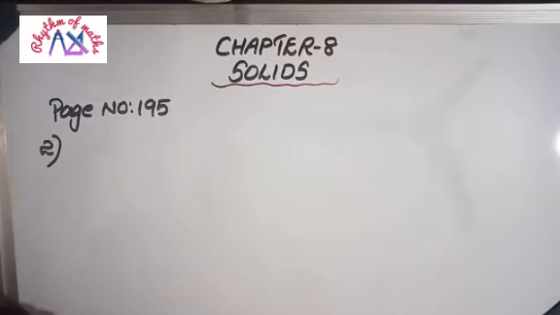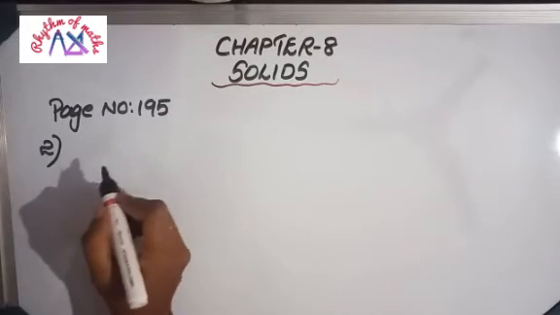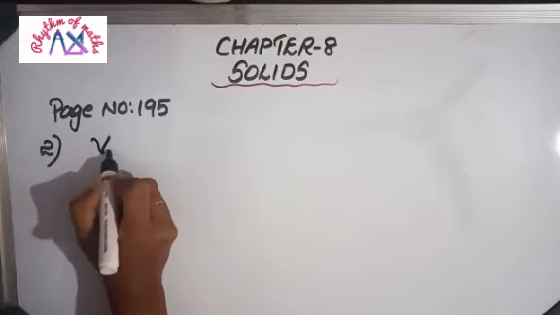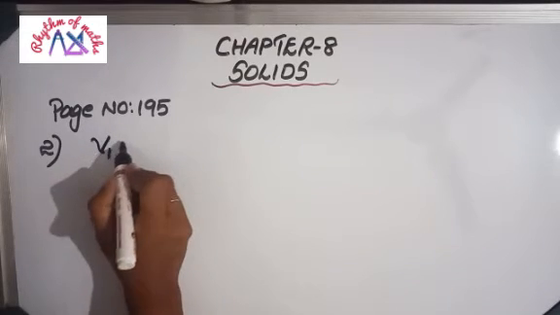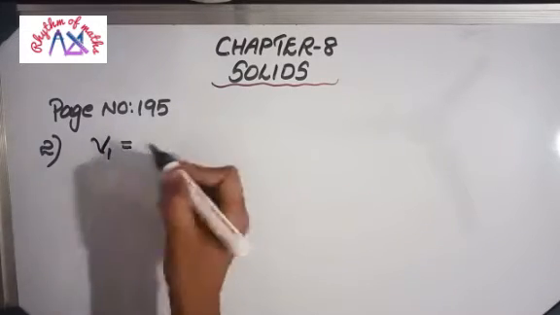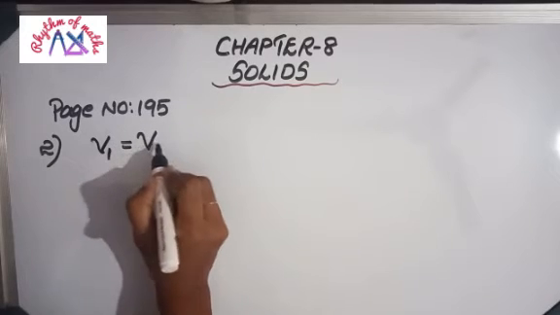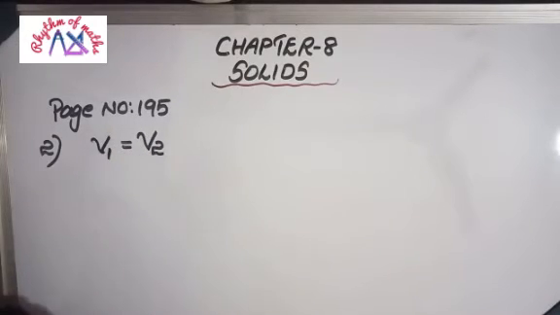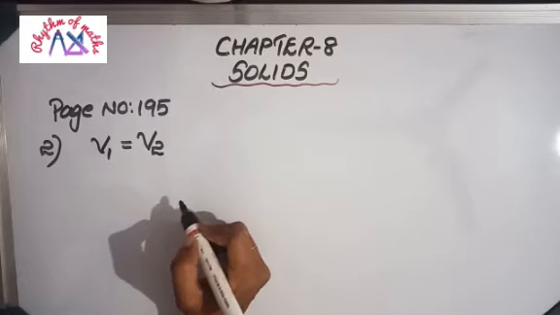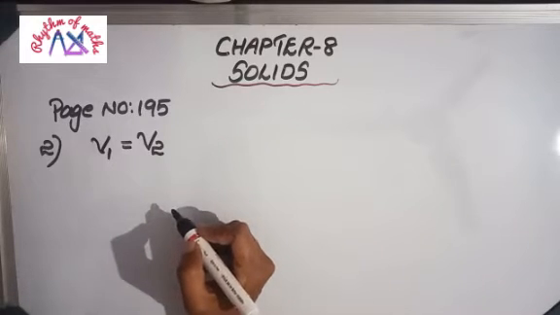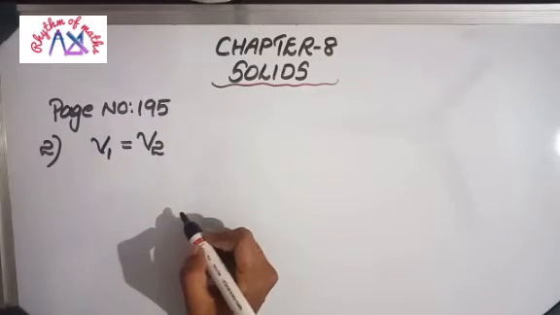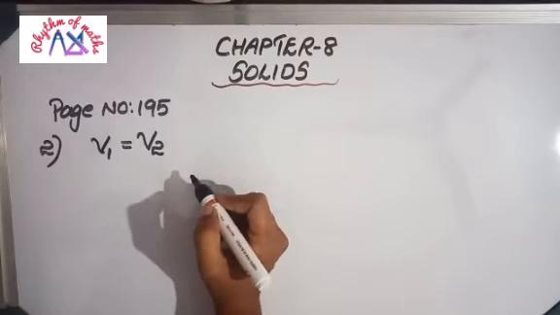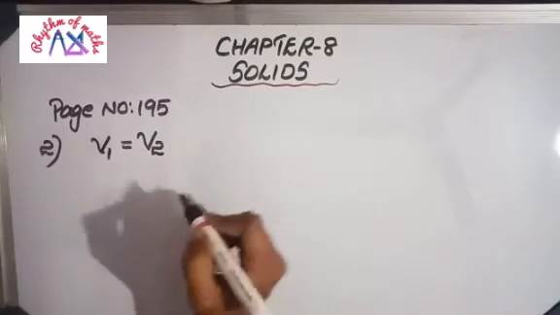Here in this question it is given that the volumes of two square pyramids are equal. So let's consider the first square pyramid's volume as V1. That is the same as the second square pyramid's volume, so let's consider the second pyramid's volume as V2. Next it is given that the base edge of the second pyramid is half that of the first pyramid.